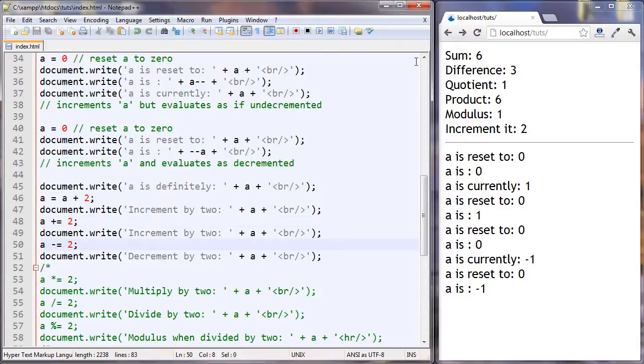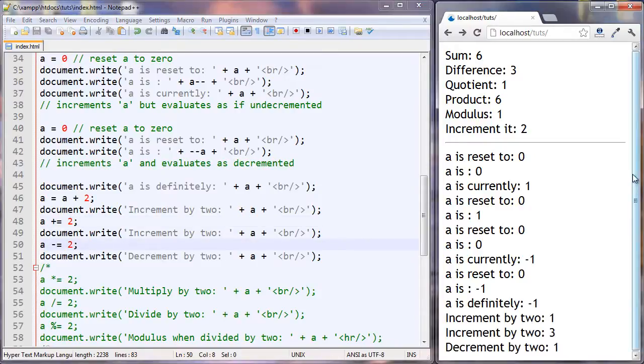Let's take a look at that. Alright, so we're just checking what it was. It's -1. We increment it by 2. Now a is 1. We increment it by 2 again. Okay, here's increment by 2, and then decrement by 2, and everything looks just right there.